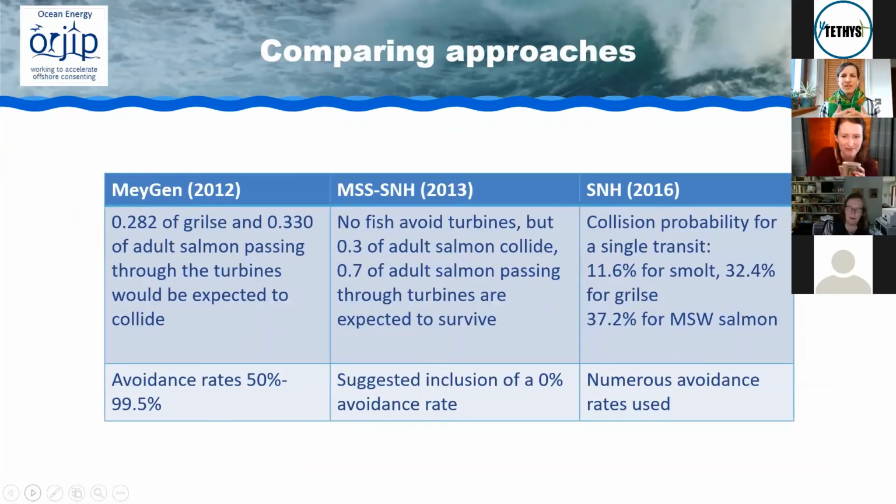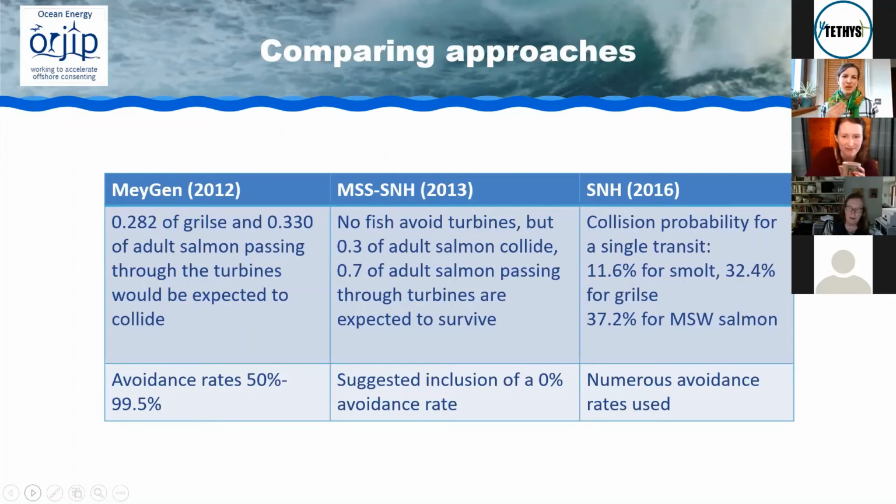I didn't have too much to say here, but I wanted to illustrate that, particularly between the Maygen and the Marine Scotland review, the collision rate, or the assumption of how many adult salmon would collide with a turbine as it passes through that space, is approximately the same. There was a little bit of updating in the SNH report in 2016, so the approximate 0.3 in the Maygen and Marine Scotland review moves upward to 37.2%, or 0.37, in the SNH report.